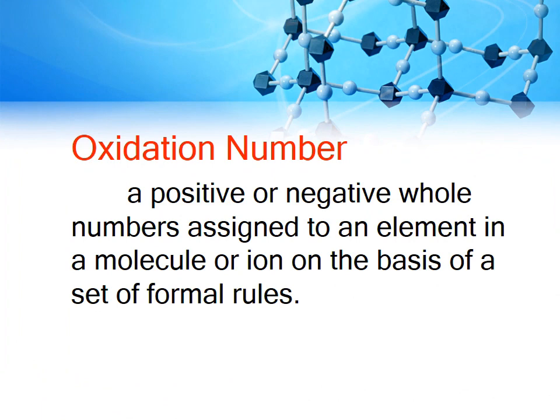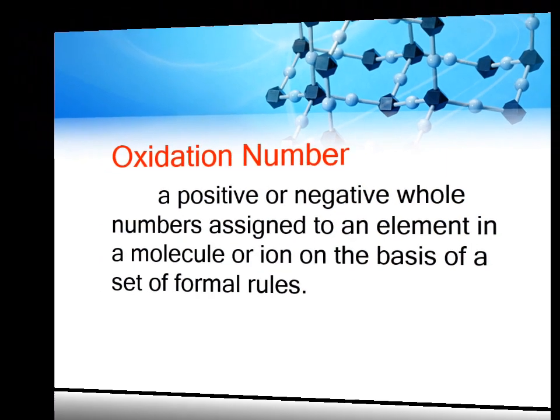Another thing that is concerned in writing chemical formulas is the oxidation number. Oxidation number is a positive or negative whole number assigned to an element in a molecule or ion on the basis of a set of formal rules.